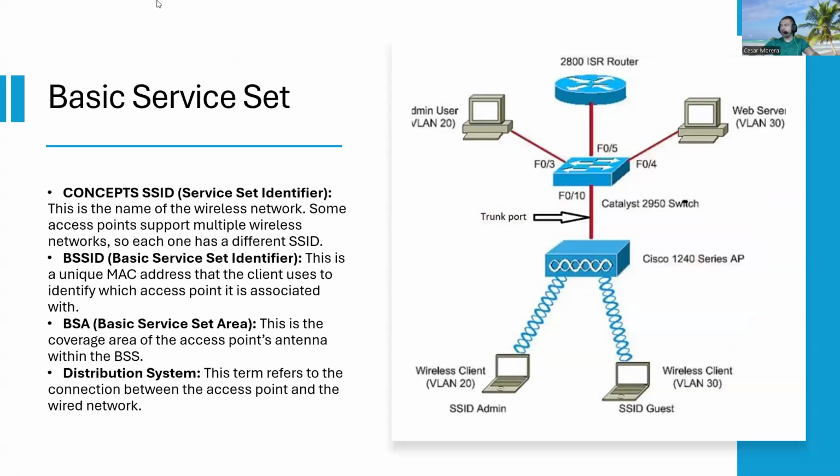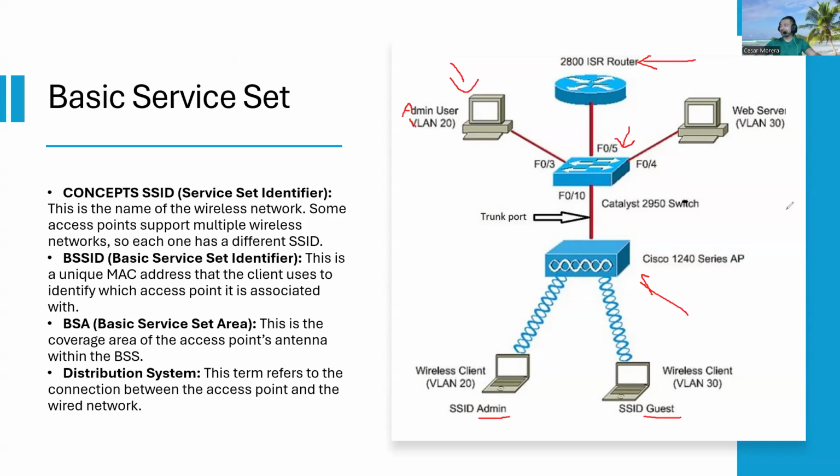Okay, let's go ahead and clear the drawings for a moment and continue. We have right now in this example an admin user connected to VLAN 20 in this specific location. We have an ISR router, a layer 2 device, and a Cisco access point connecting two laptops. One is in VLAN 20 and one is in VLAN 30, respectively. One is using the Wi-Fi connection called admin, and the other one is using the Wi-Fi connection called guest.